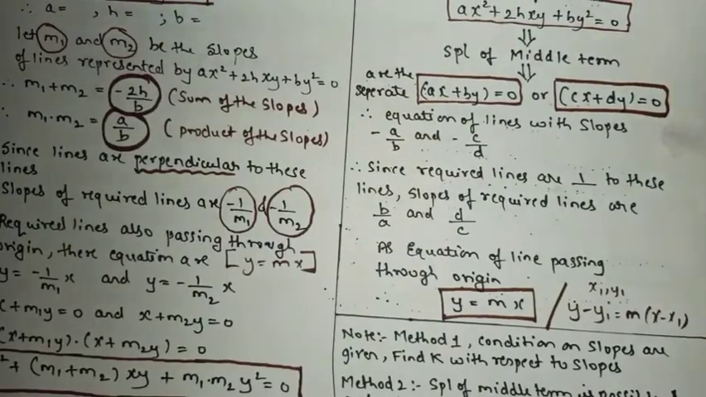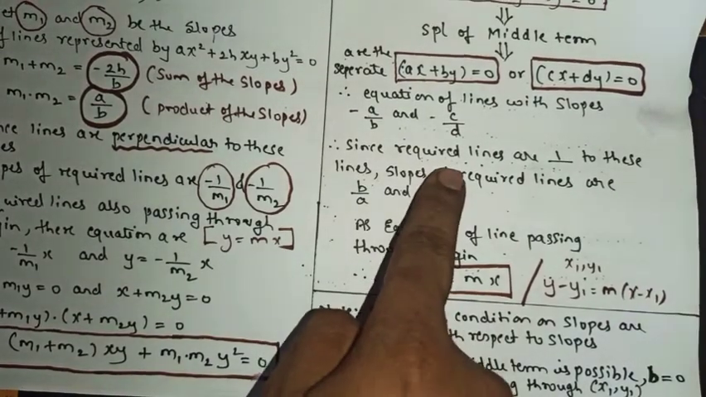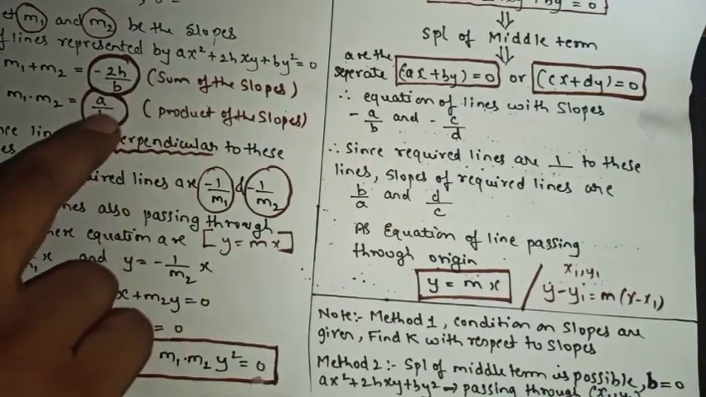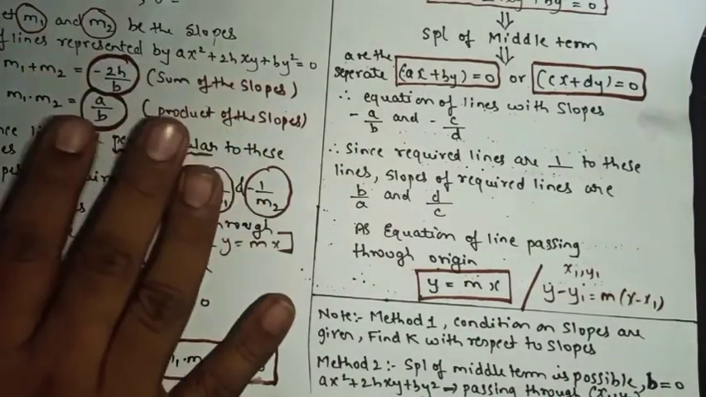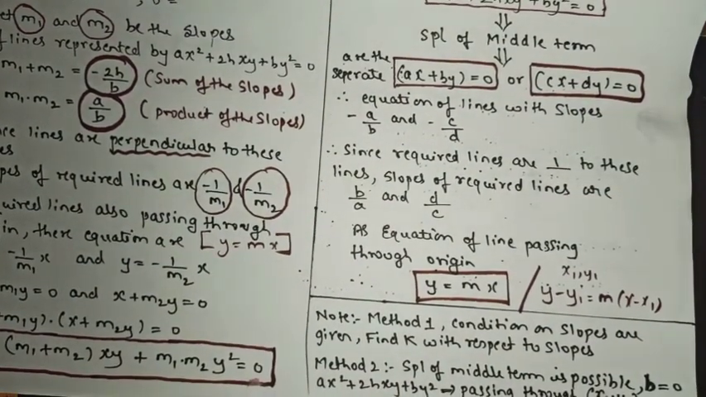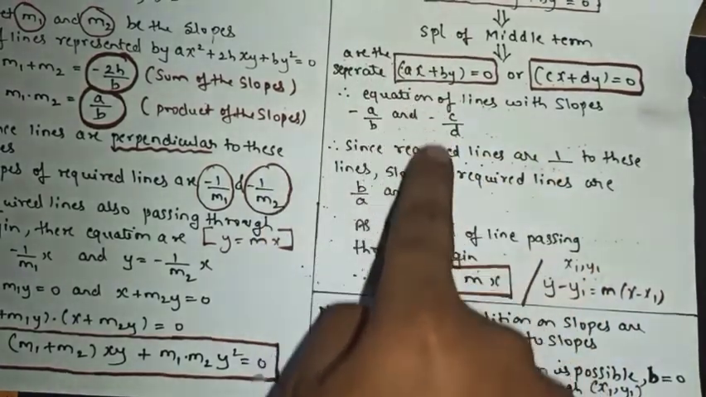And method number two, keep these 3 points. If splitting of middle term is possible, method number two. If the value of b is 0, we cannot apply the method number one. We have to apply the method number two only. Got the point? And when it is passing through x1, y1, we have to apply the method number two.